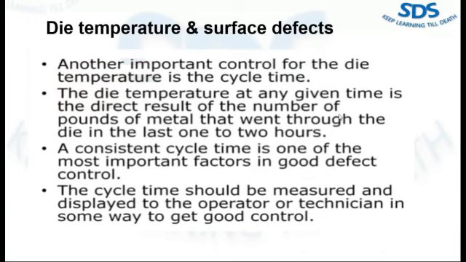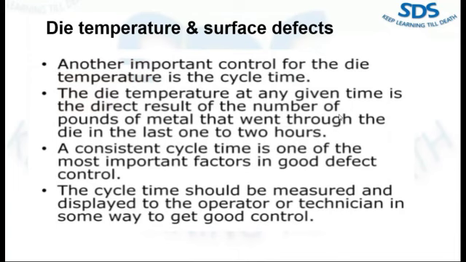So let's talk about the cycle time. The cycle time of the process is another important parameter for the die temperature. Yes, the die temperature at any given time is the direct result of the amount of molten metal that went into the die in the last 2 hours. A consistent cycle time is one of the most important factors in good defect control. The cycle time should be measured and displayed so that good process control can be achieved.